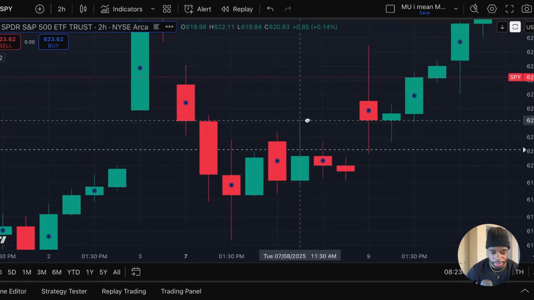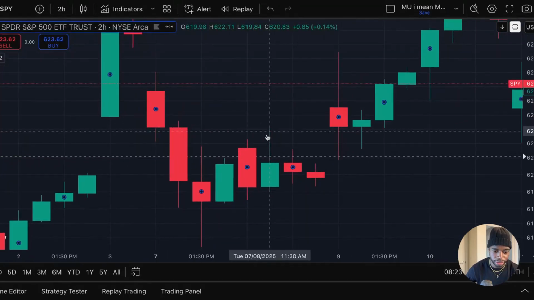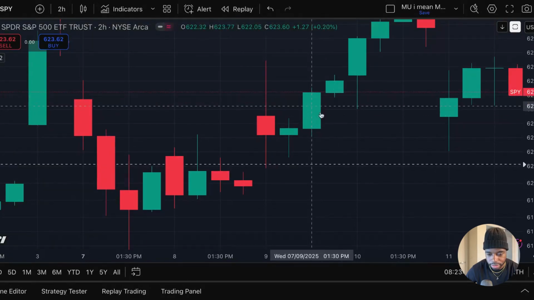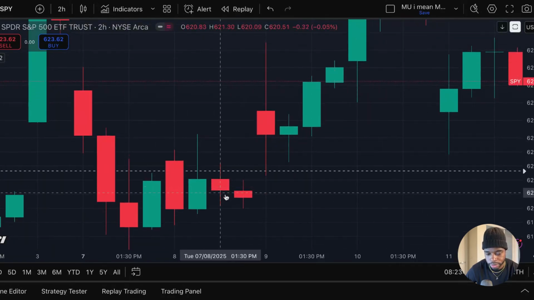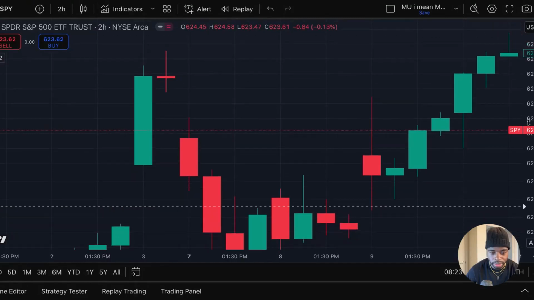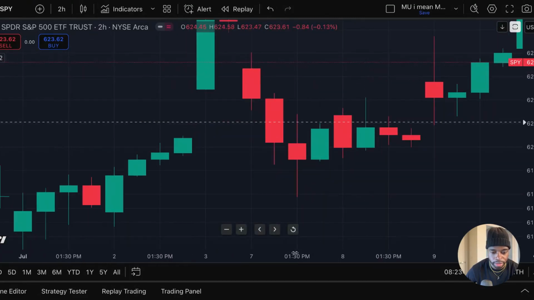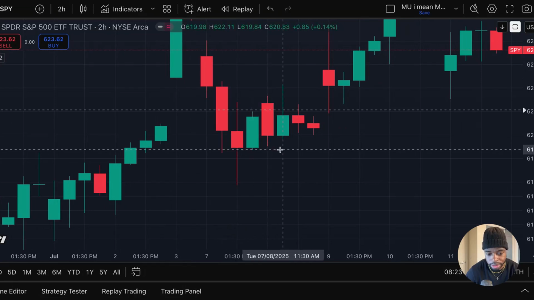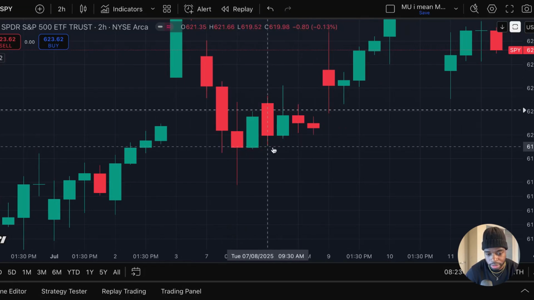So those are the main things that I'm looking at when we're trading. I'm looking at micro double bottoms. I'm looking at the sizes of the bars. Are they big bars or are they just little bars going sideways? And I'm looking for wicks.